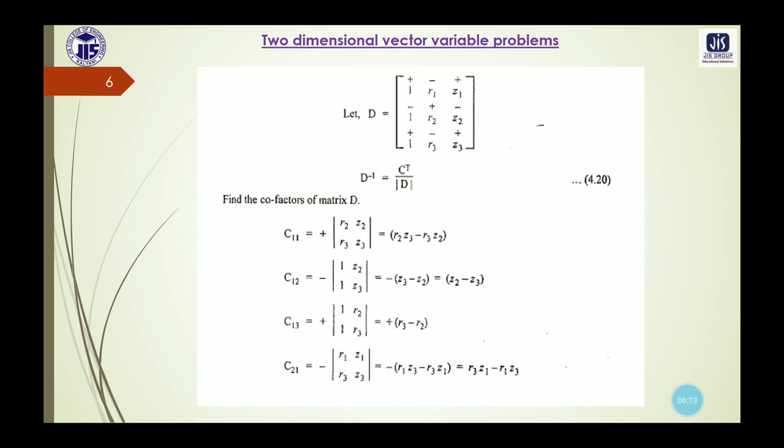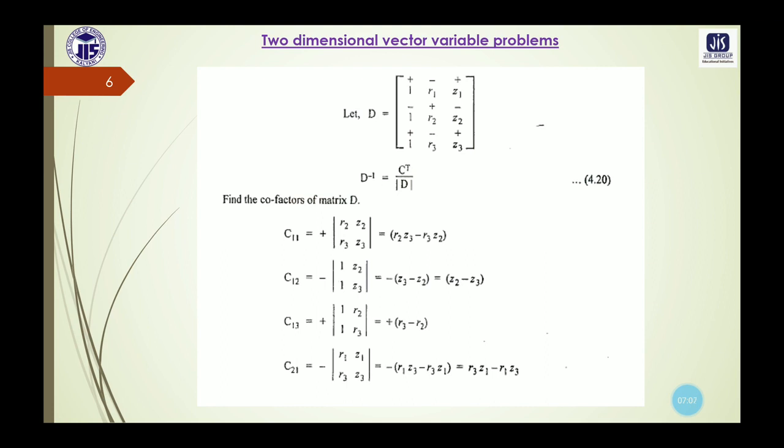Now to find the inverse of this 3 by 3 matrix, let D be that matrix, so D inverse will be C transpose divided by the determinant of D. Now first we need to find the cofactors of the matrix D. So to find the cofactors, C11 is like a 2 by 2 matrix and the sign is plus here. So it will be plus R2Z2 and R3Z3, which is actually R2Z3 minus R3Z2. So this is the value of the cofactor C11.